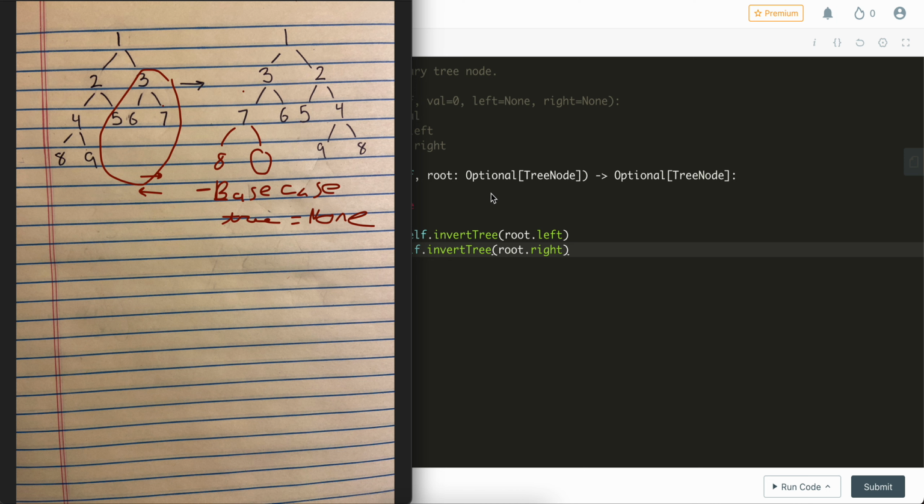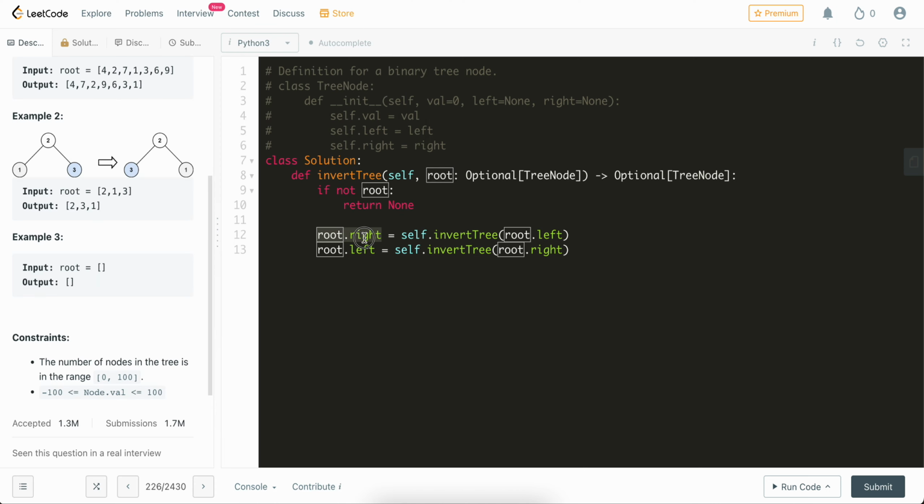And obviously that's not what we want, because what's happening is we're setting the root.right to the inverted tree of the left. And then we're trying to set the left equal to the inverted tree of the right, but we just set it right here, so that's not going to work.